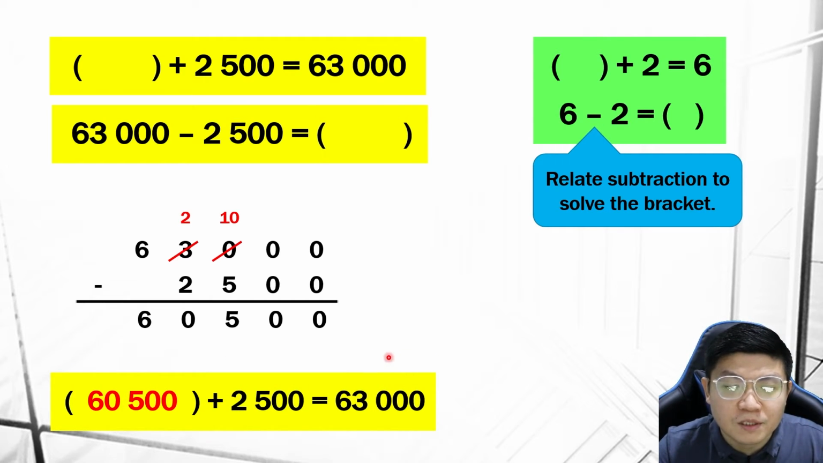And one more tip. 63,000 is the total. So whatever is in front there must be less than the total. If you get a bracket number that is bigger than the total, it means your calculation is wrong. So do calculate again. Right?